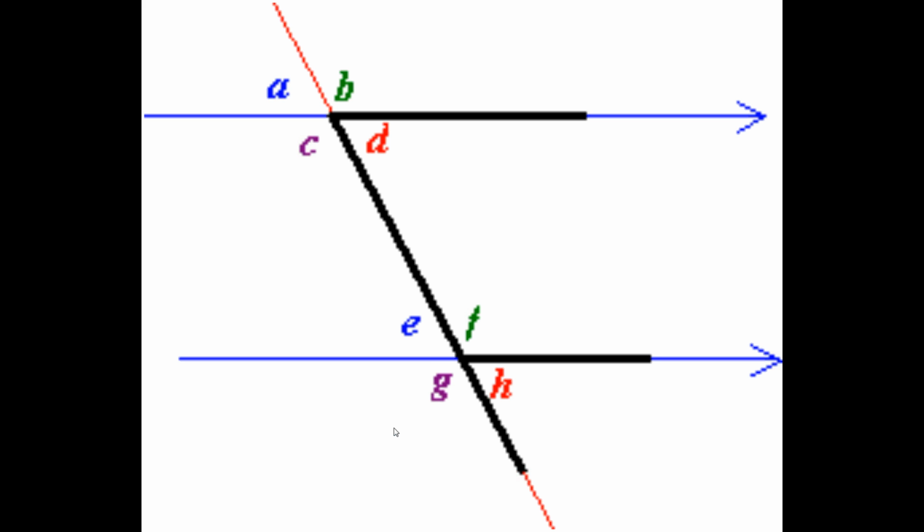Hopefully you came up with B is equal to 130 degrees and F is equal to 130 degrees, and that D and H were both equal to 50 degrees. You could have used any combination of angle pair relationships to determine each of these measures.